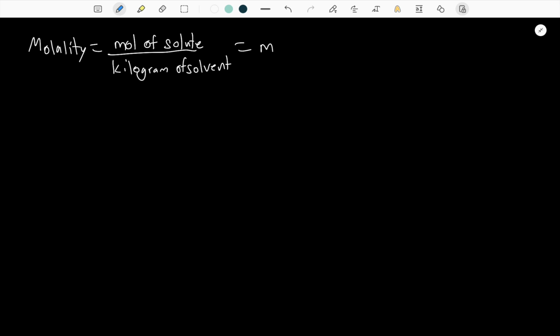Molality is one of the most commonly confused concepts students make mistakes on. The formula you have to remember is moles of solute over kilograms of solvent. This is a big difference, and the unit is lowercase m, so be careful of that. Now let's look at an example of molality.